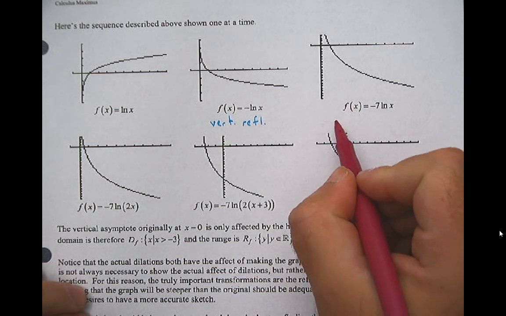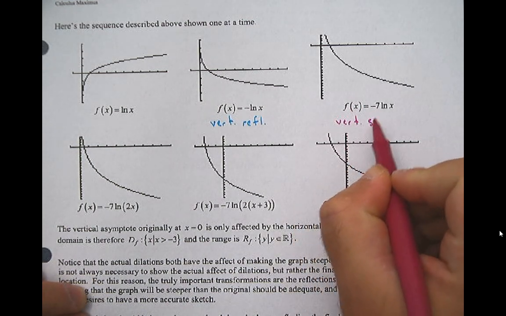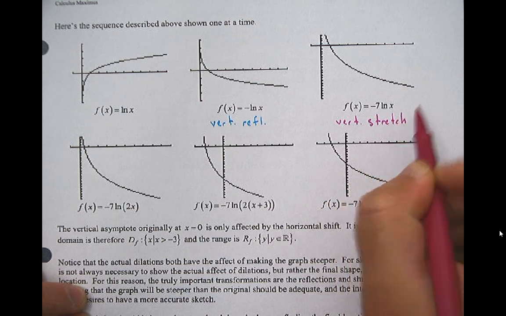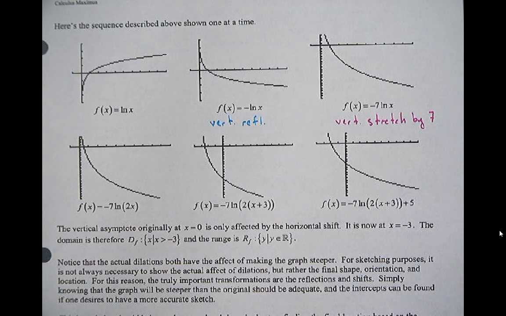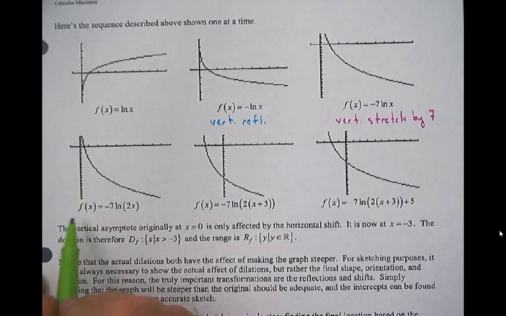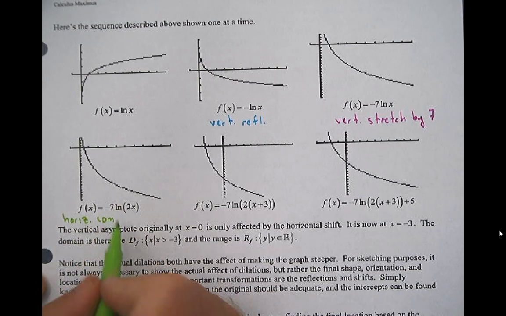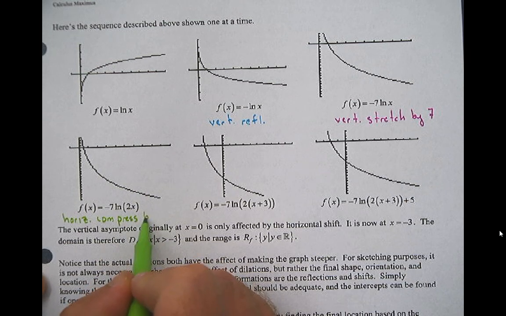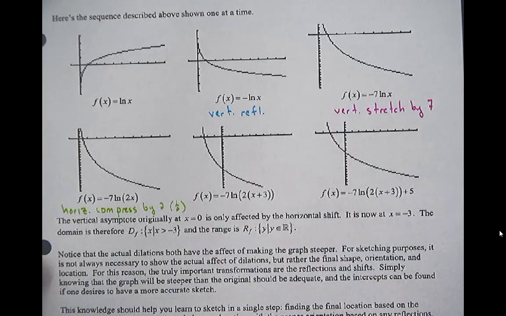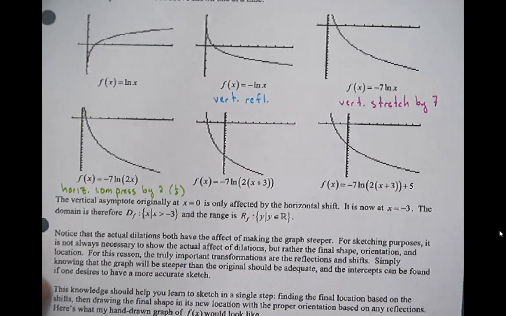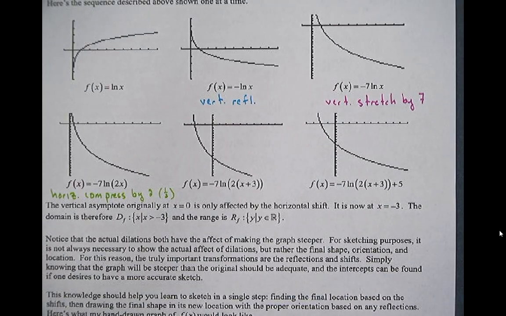This is a vertical stretch by 7. This is a horizontal, what's our word again? Horizontal compression. I'm just going to write compress by 2. And I always like to put in parentheses 1/2 over here as a reminder to myself that it really means you're multiplying by 1/2. It does the inverse or the opposite, quote unquote, of what you're thinking of.